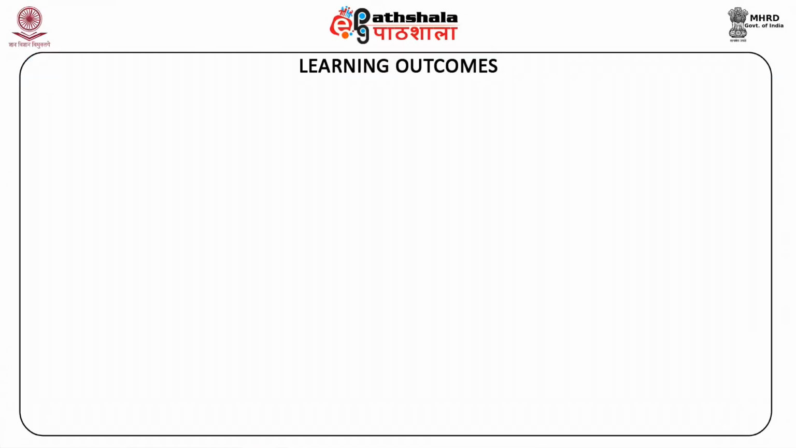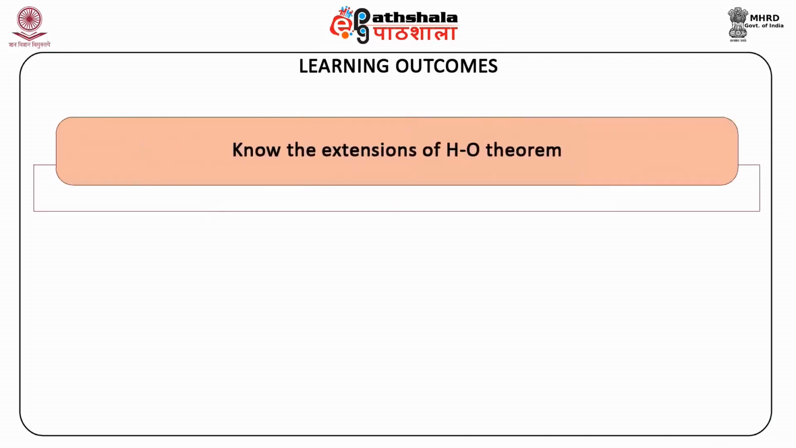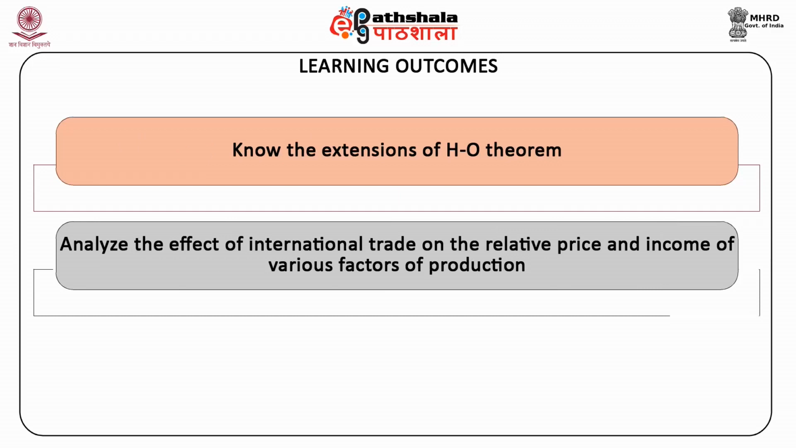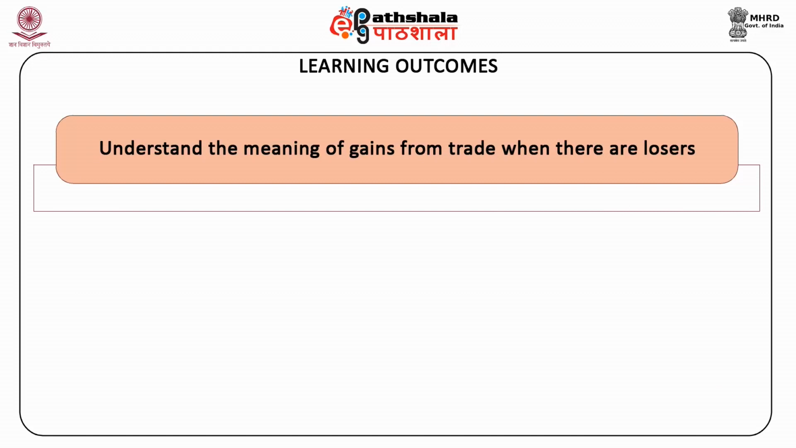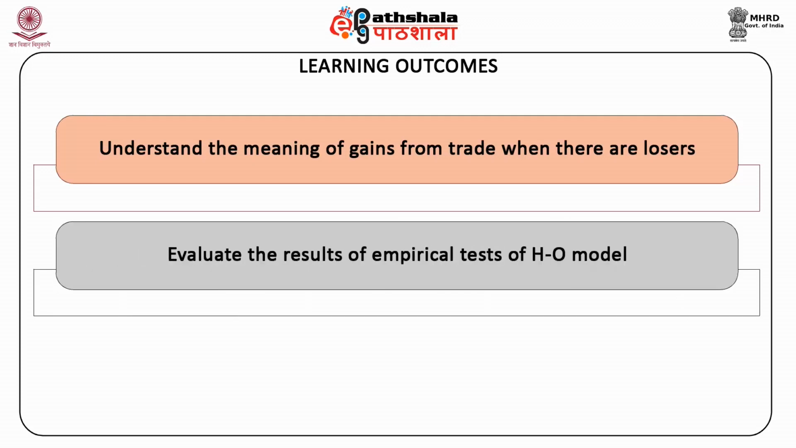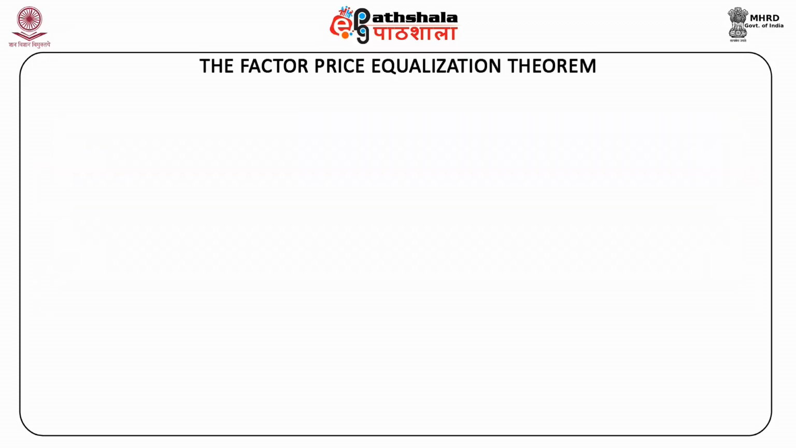After studying this module, you shall be able to know the extensions of the HO theorem, analyze the effect of international trade on the relative price and income of various factors of production, and learn who gains from trade and who loses. You shall be able to understand the meaning of gains from trade when there are losers, and evaluate the results of empirical tests of the HO model. Let us now discuss the factor price equalization theorem.